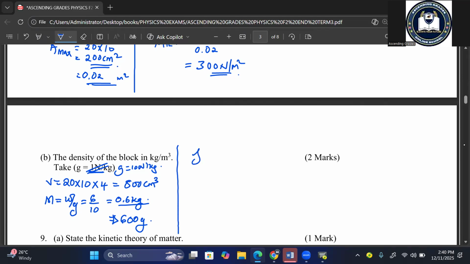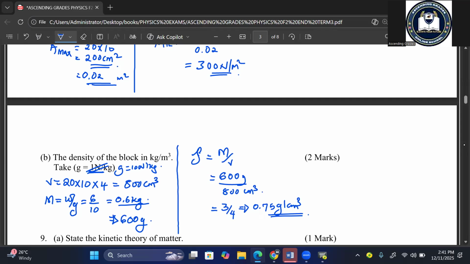Then you say density is given by mass over volume, and the mass here is 600 grams divided by a volume of 800 cubic centimeters. So this goes ahead to bring us 3 by 4, so this is 3/4, which is the same as 0.75 grams per cubic centimeters.